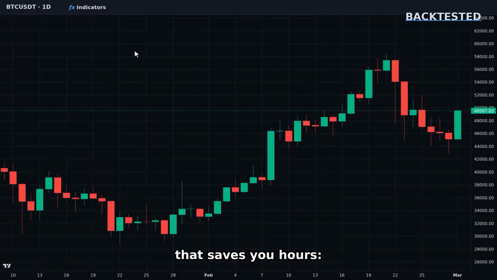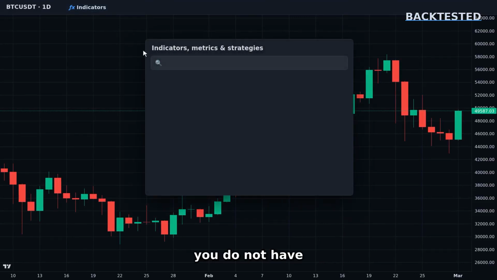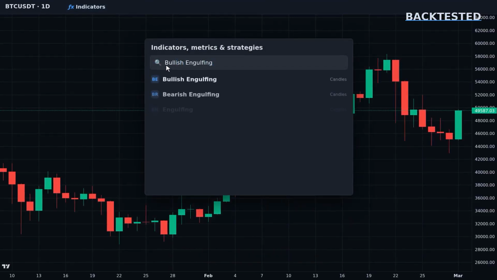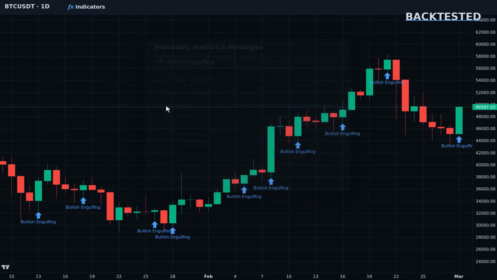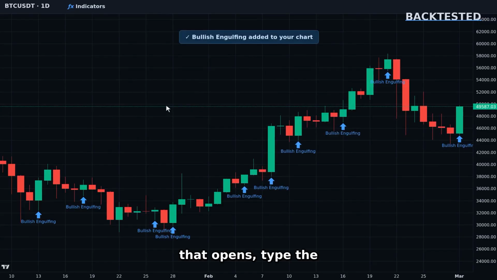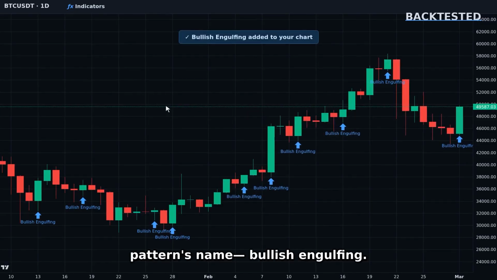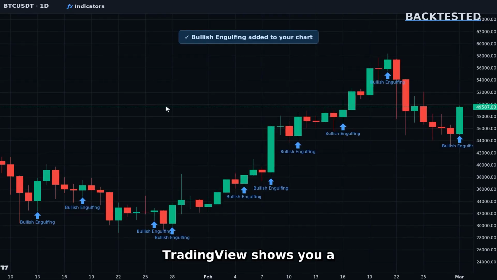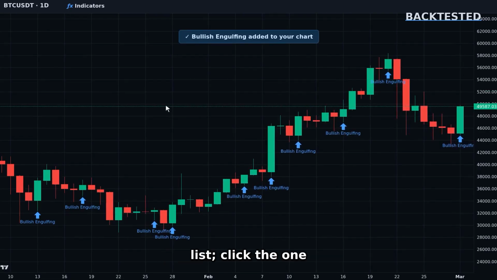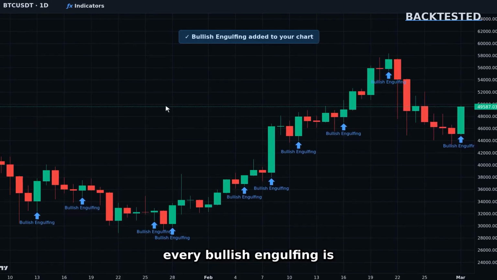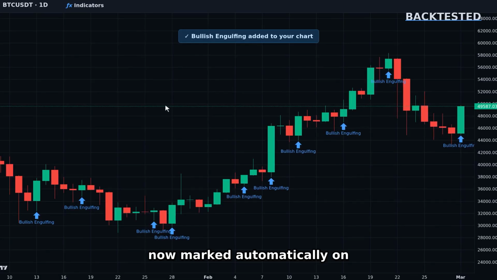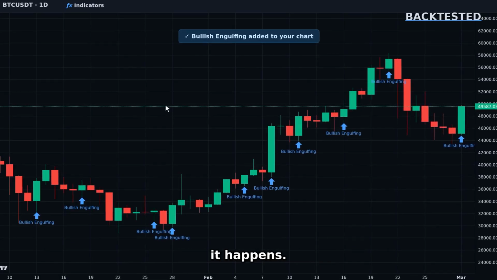Here is the part that saves you hours. You do not have to spot these by eye. Watch exactly how. On your chart, click the Indicators button along the top. In the search box that opens, type the pattern's name, Bullish Engulfing. TradingView shows you a list. Click the one you want. And that is it. Every bullish engulfing is now marked automatically on your chart, right where it happens.